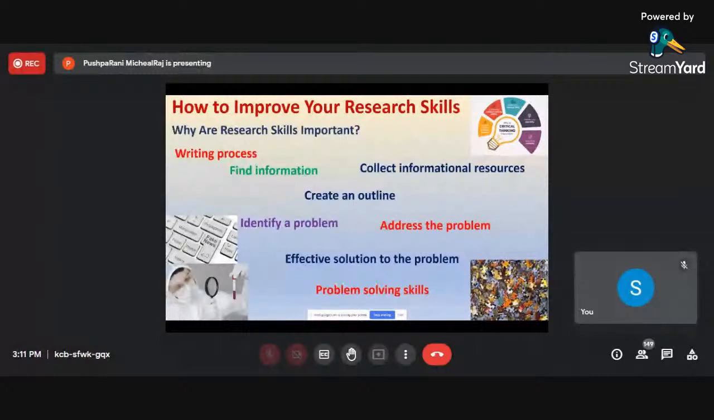Now, if you follow this slide, you will understand how you can solve your problem. First, you need to write 10 lines of hypothesis, find information, and create an outline. Take notes and identify the problem. When you identify the problem, you have sub-questions, and when you address the sub-questions, it will automatically address your main problem. You will refine your questions and increase the efficiency of your main question. So this is the way you will solve your problem.